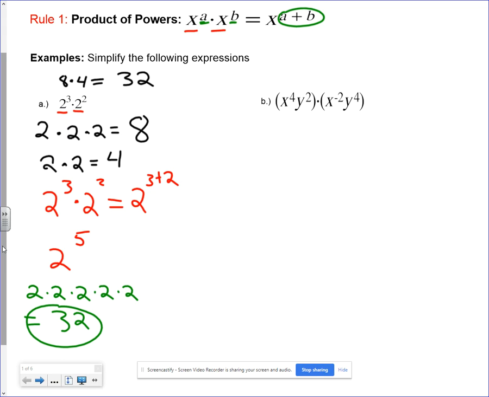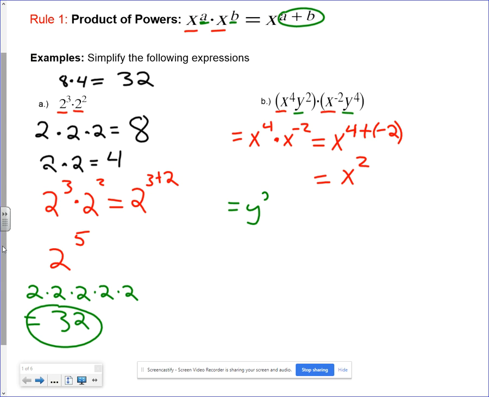So we can still use the product of powers rule here, but we'll have to evaluate our x's and our y's separately. We'll take the like terms. With our x's, we have x to the fourth times x to the negative 2, and that's the same as, using our product of powers rule, x to the 4 plus negative 2, which we know is x to the 4 minus 2, which is x squared.